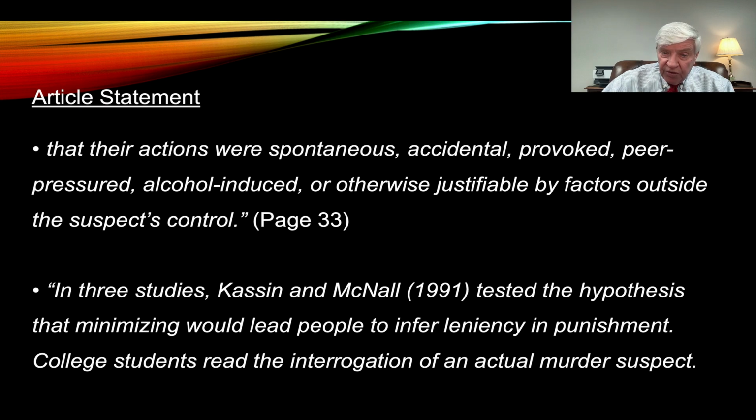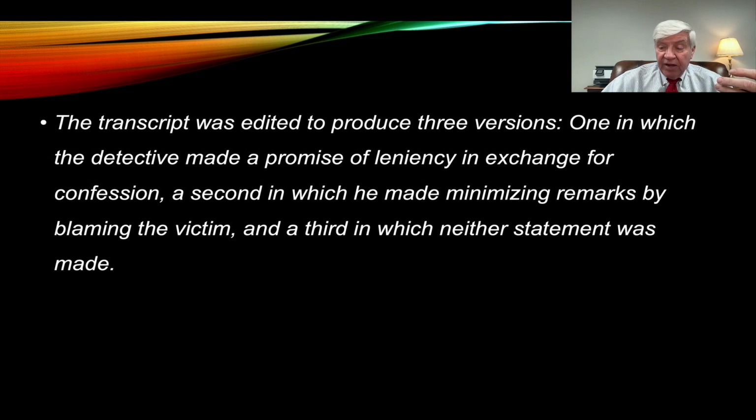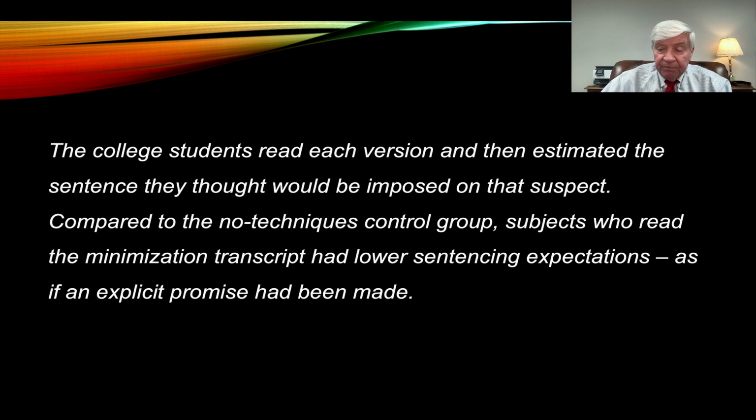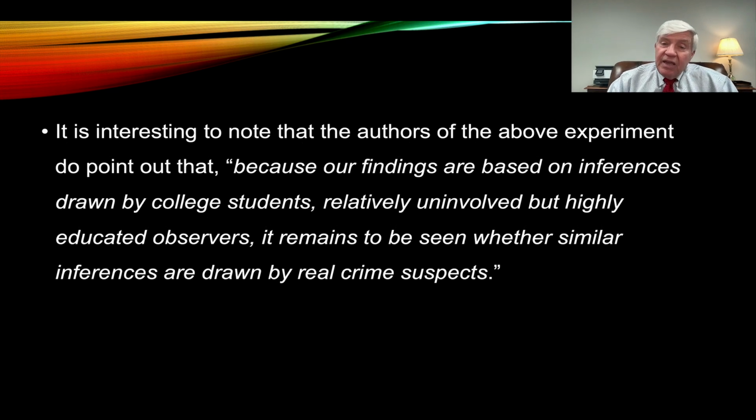The article talks about three studies in which Kassin and McNall tested the hypothesis that minimizing would lead people to infer leniency in punishment. And so what they had college students do was read the transcript of a murder suspect. One transcript was edited to produce three versions, one in which the detective made a promise of leniency in exchange for the confession, a second in which the detective blamed the victim for provoking the incident, and a third in which neither statement was made. The college students read each version and then estimated the sentence they thought would be imposed. And the subjects who read the minimization transcript where the victim was blamed, they thought that the suspect would face a lesser sentence than in the other cases. Now, even the authors of the study say, quote, because our findings are based on inferences drawn by college students, relatively uninvolved but highly educated observers, it remains to be seen whether similar inferences are drawn by real crime suspects.